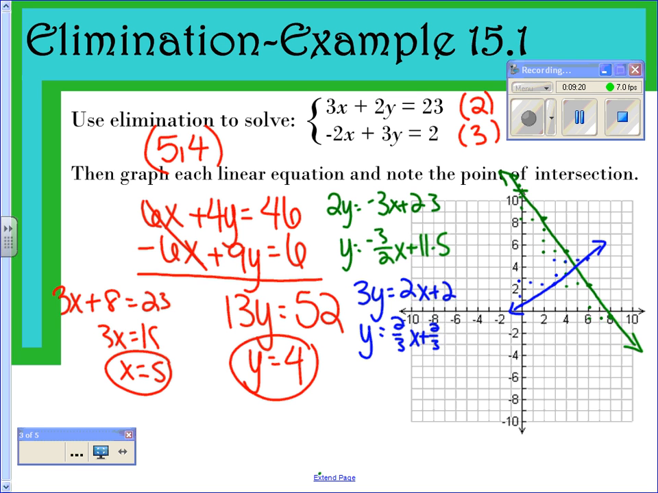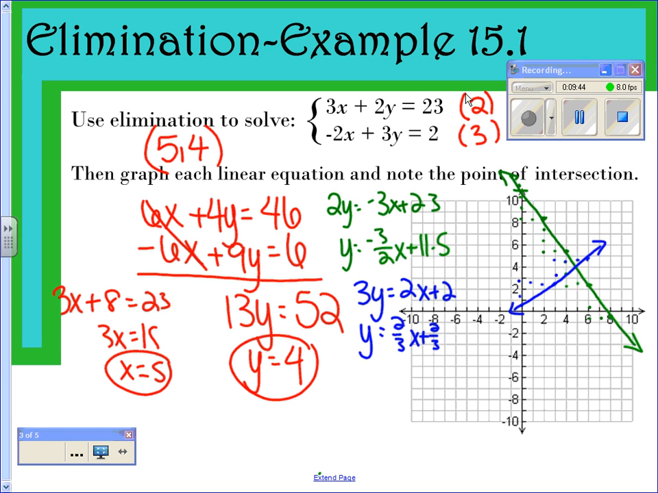Where do they intersect? It looks like it was 5, 4. Is that what we got? Okay. Does that make sense? What is the 5, 4? What does that mean? It's where they intersect. Okay.